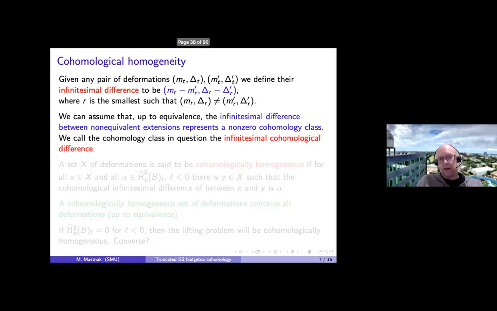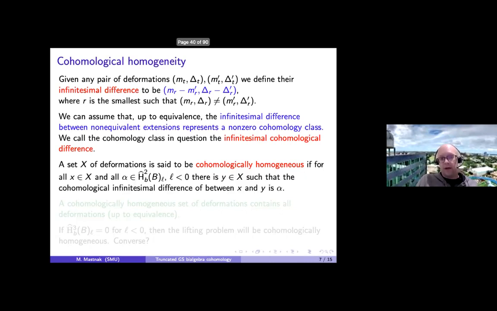And let's call this the infinitesimal cohomological difference. And now I'll call a set of deformations cohomologically homogeneous if at every point every possible cohomological difference can be identified. Of course, in the classical situation, it would be ridiculous to expect that something like this would exist, but in this quantum world it seems that in many examples it does.